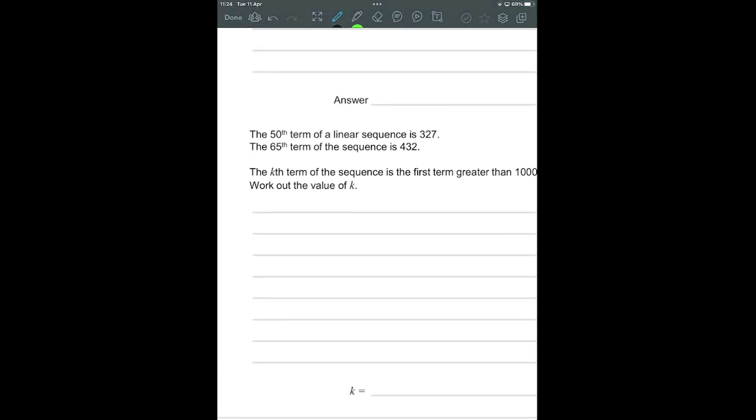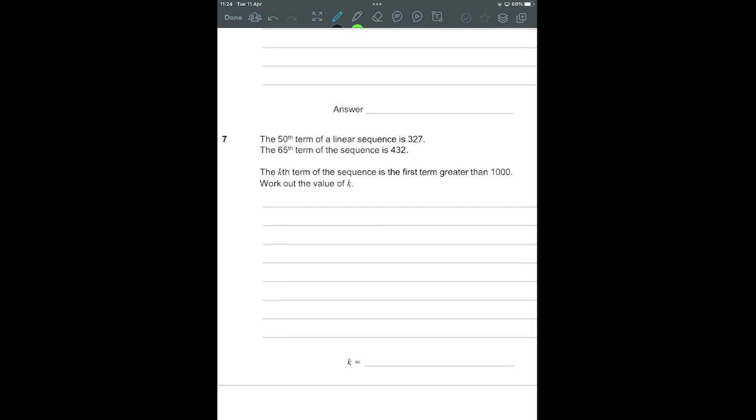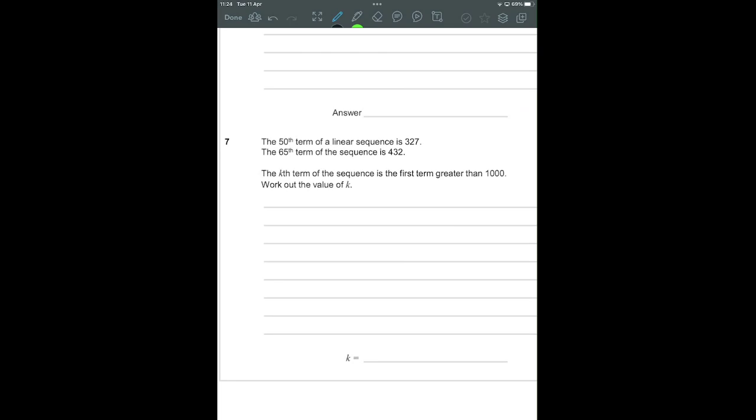Question 7. The 50th term and the 65th term are given by those. The kth term is the first one greater than 1,000. Well, this feels immediately from these two statements like simultaneous equations. So let's use those two statements. So the 50th term, we remember our formula a plus n minus 1 d is 327. U65 is a plus 64d is 432.